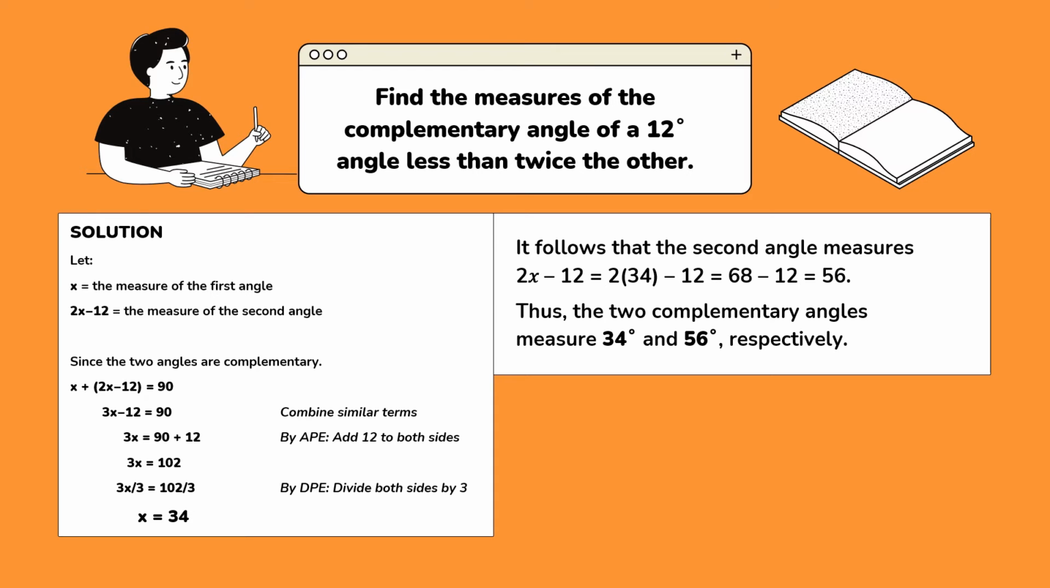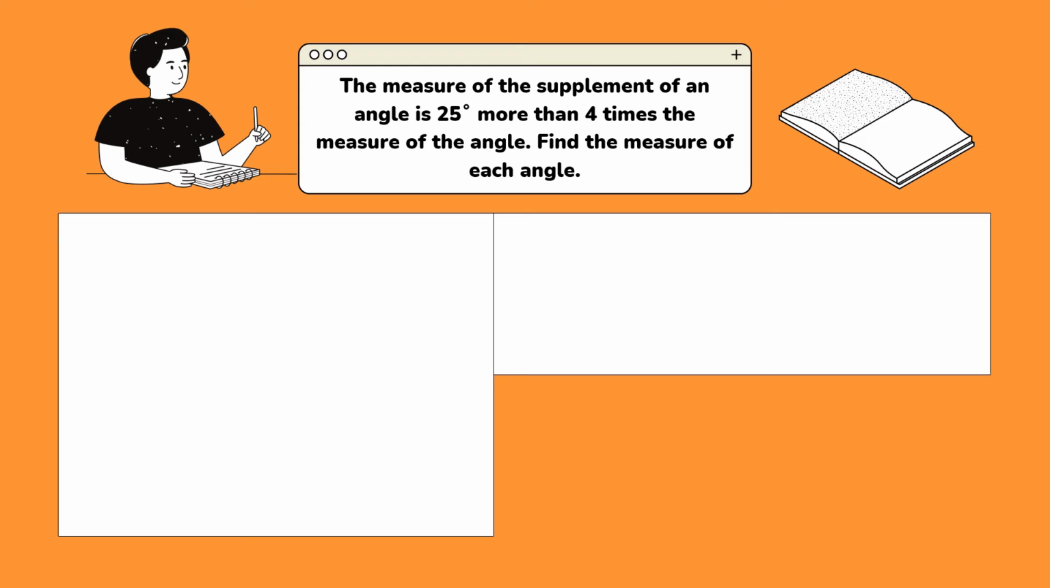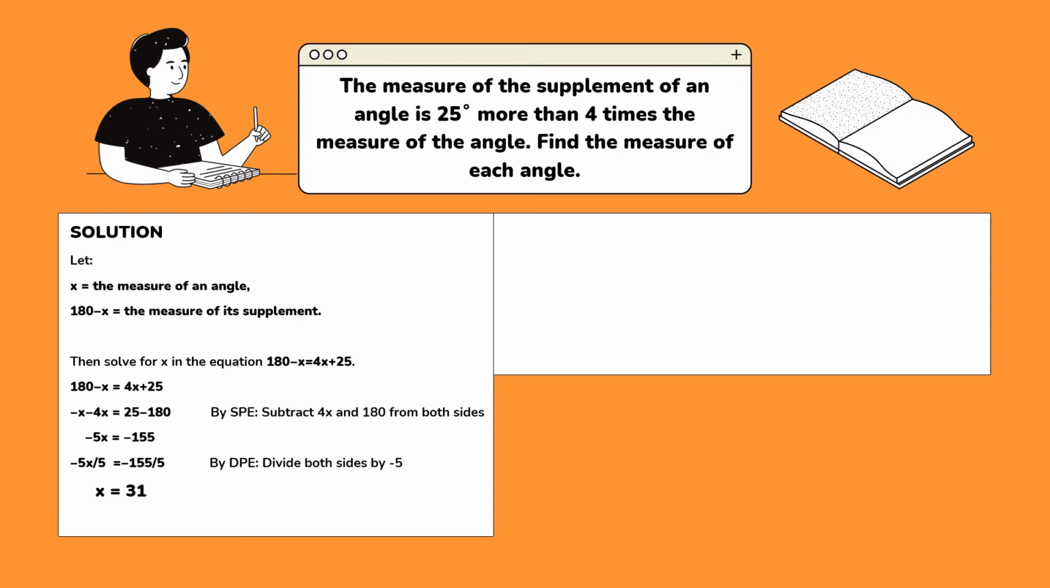Meaning, the two complementary angles measure 34, the first angle, and 56, the measure of the second, respectively. Okay, so 34 plus 56, to check that, we got, that is right, 90 degrees. Next, word problem. The measure of the supplement of an angle is 25 degrees more than 4 times the measure of the angle. Find the measure of each angle.